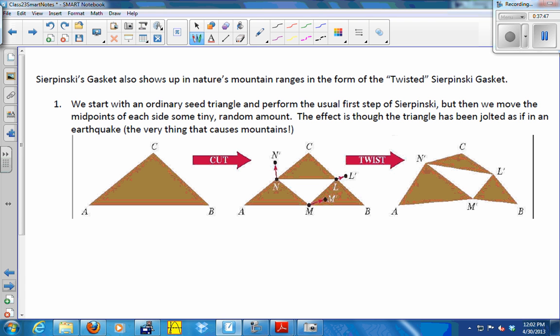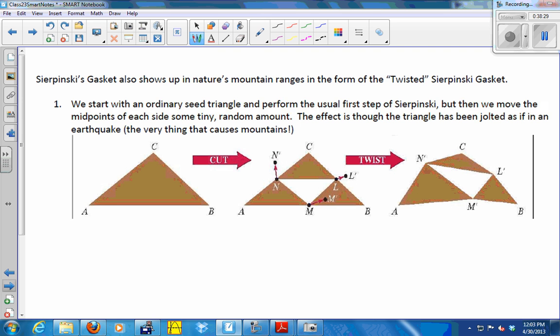All right, so the last thing is that Sierpinski's gasket also shows up, or we can simulate mountain ranges using Sierpinski's gasket. One way, if you wanted to make a realistic looking mountain range, you could do it like this. So start with Sierpinski's triangle, remove the middle, but then before we move on to the next step, I'm going to take each of these midpoints and jolt them a little bit. Move them some small random amount. And the effect is though the triangle has been jolted like in an earthquake, which is actually how mountains are made, right? So you get this little twisted gasket, slight jolt.